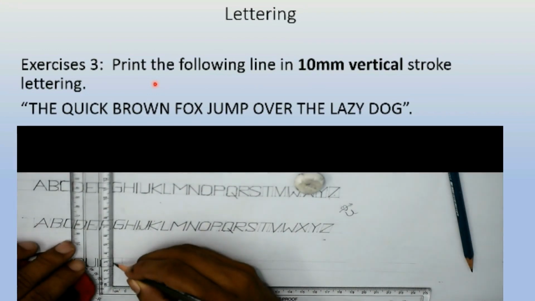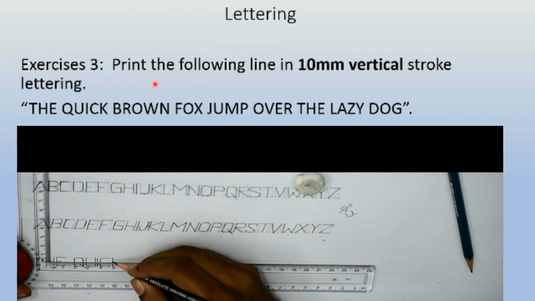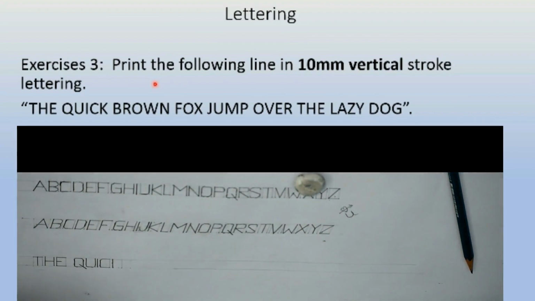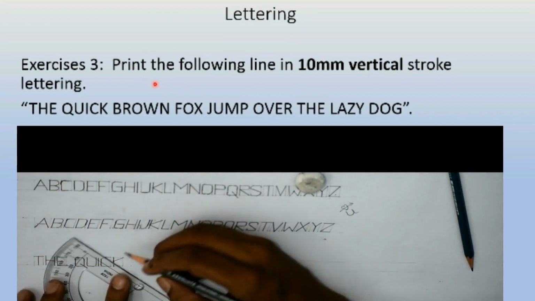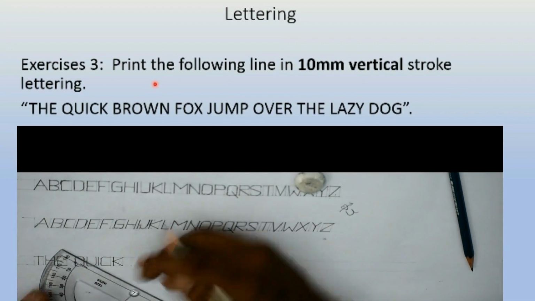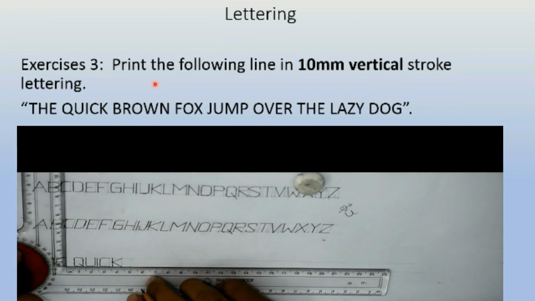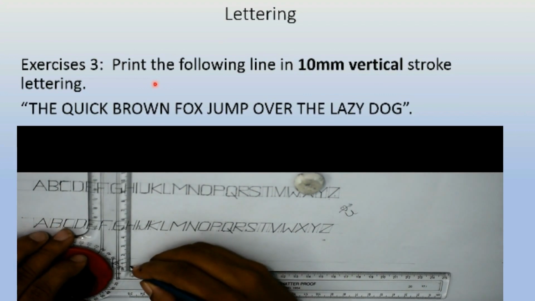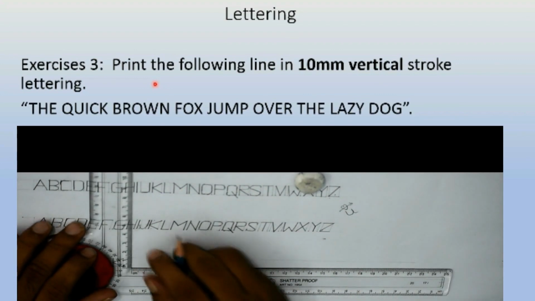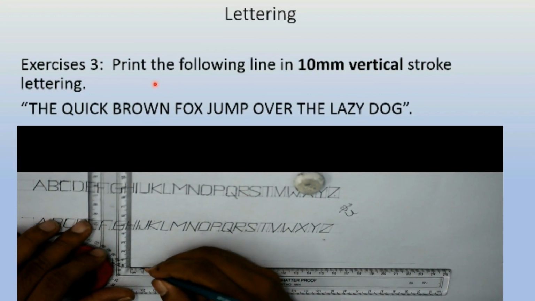So quick. Let us take here. So the word quick is finished here. Now again we have to take a gap of 6 mm, as it's already there, and then the other word is brown. So B, R, O, W, N. There is no difficulty. Just 7 mm and 2 mm gap.